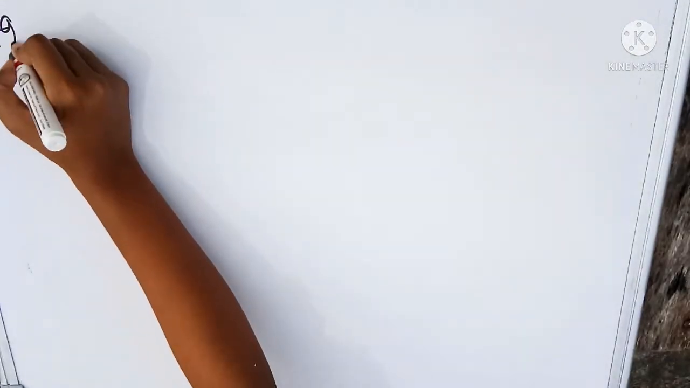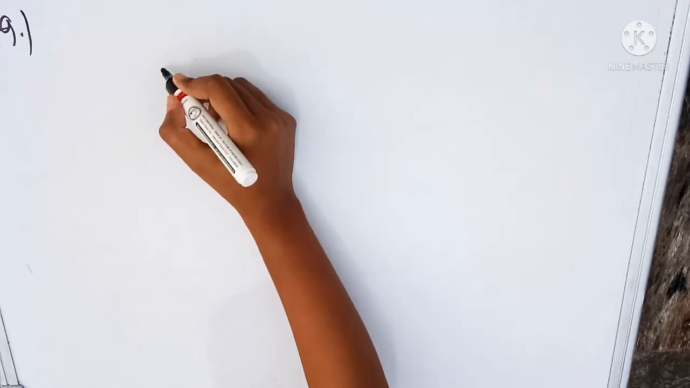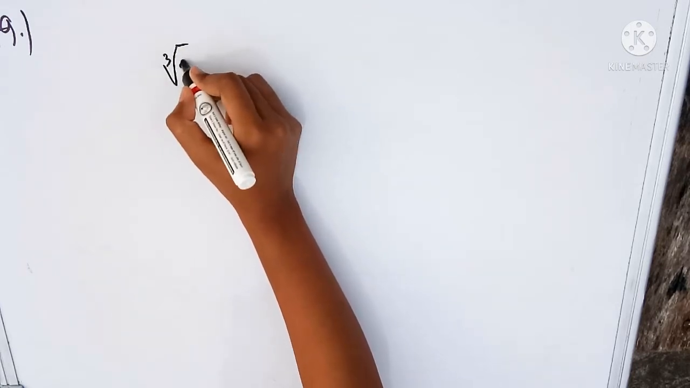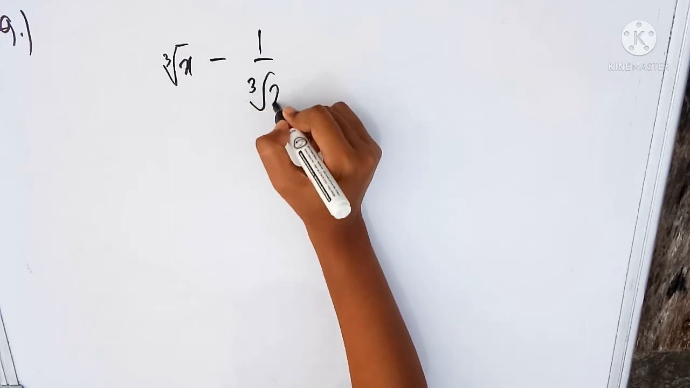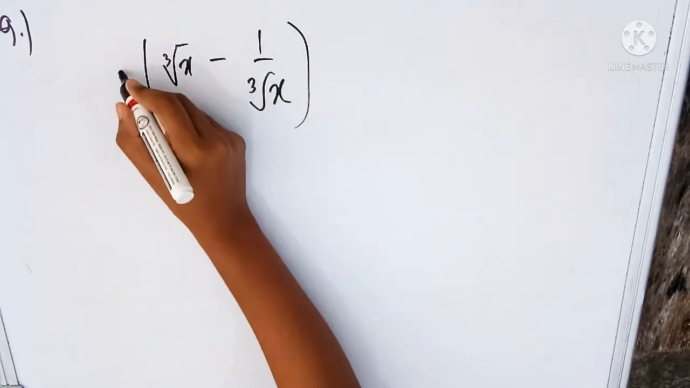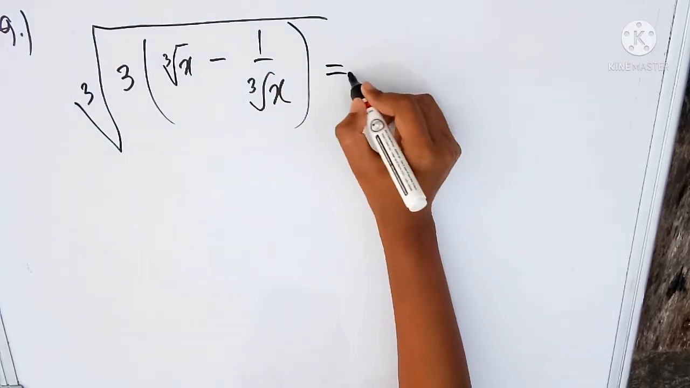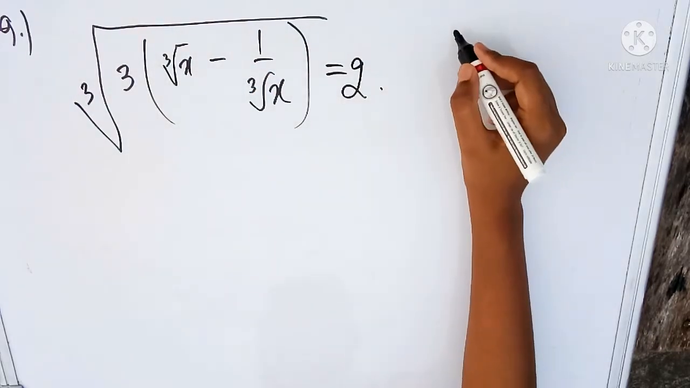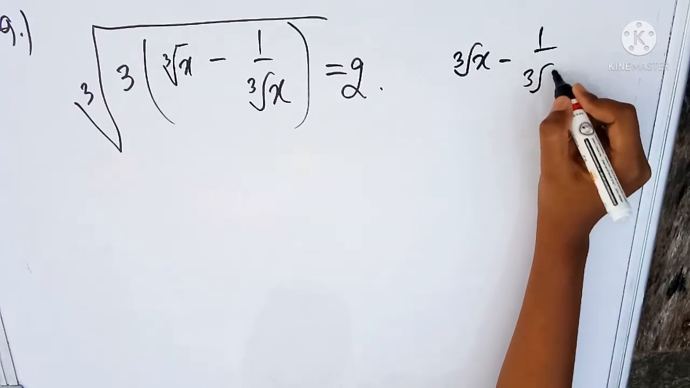So the next question number is 49, and it says that we have given one equation which is (cube root of x minus 1 by cube root of x, multiplied by 3) to the whole cube root is equal to 2. Then we have to find the value of cube root of x minus 1 by cube root of x.